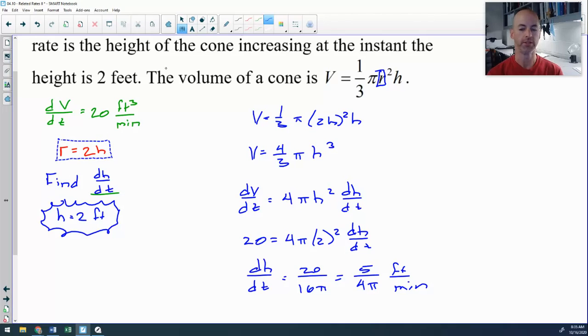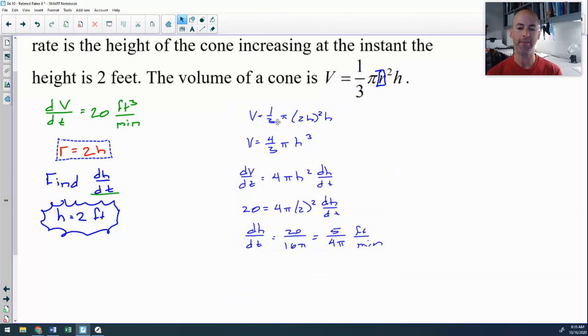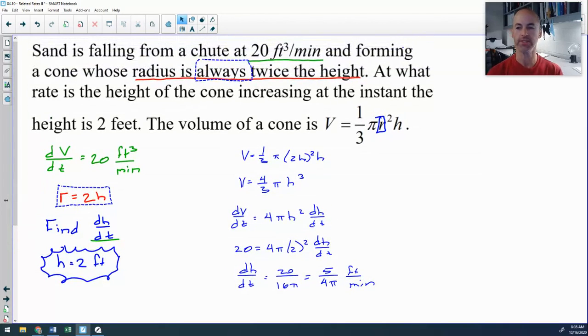There's your solution. So I wanted to point out that if you are ever given a relationship that is always true, take advantage of that before you differentiate to knock out some of the variables and simplify the differentiation and the solving in the end.